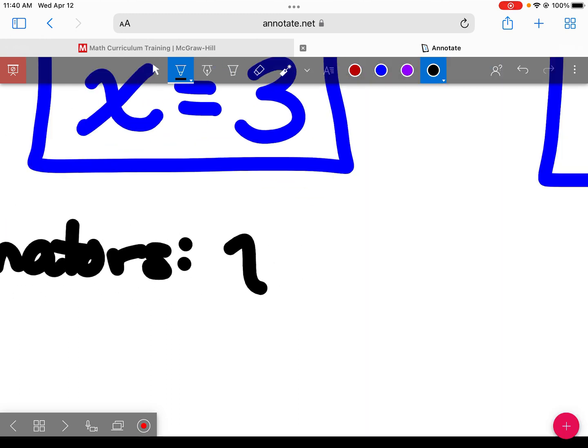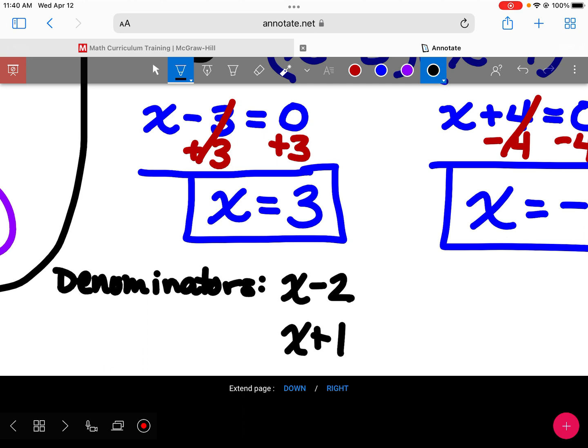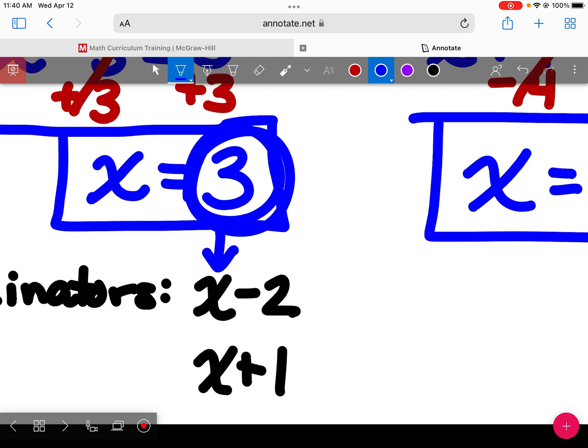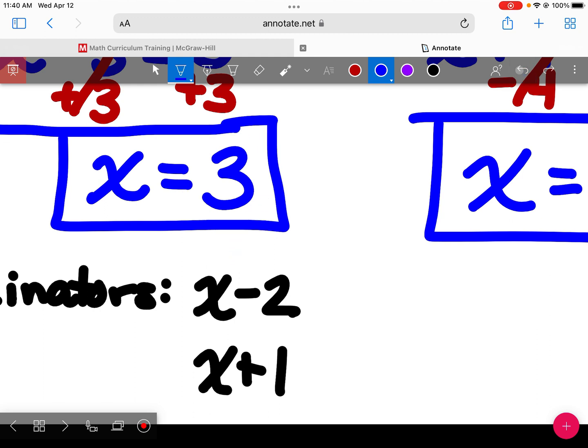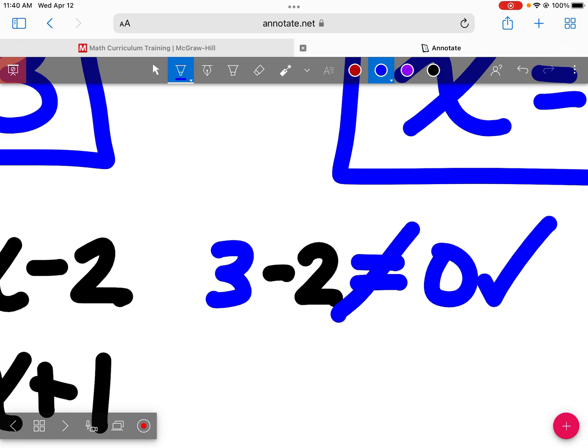We have x minus 2 and x plus 1. When I take this value for x right here and put it in the place of the x here, that would give me 3 minus 2. Is that equal to 0? Cool. That makes me happy.